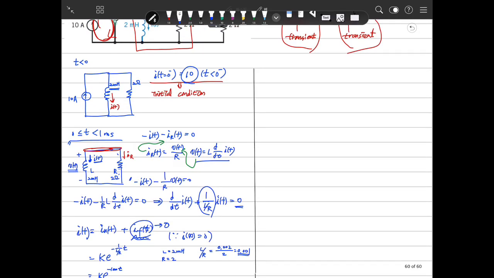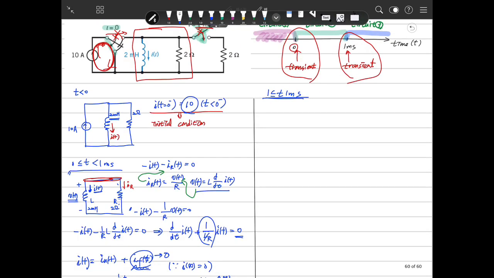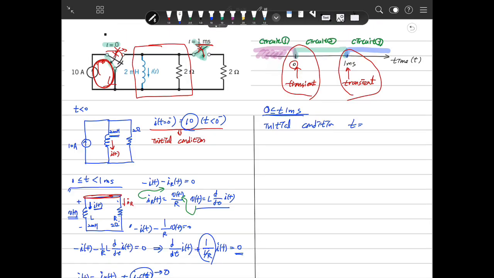Then we need to do this one more time. When t is larger than 1 millisecond, we need to solve the second differential equation, the second one here. So what are the initial conditions? The initial condition is t is 0. This is, I'm sorry.